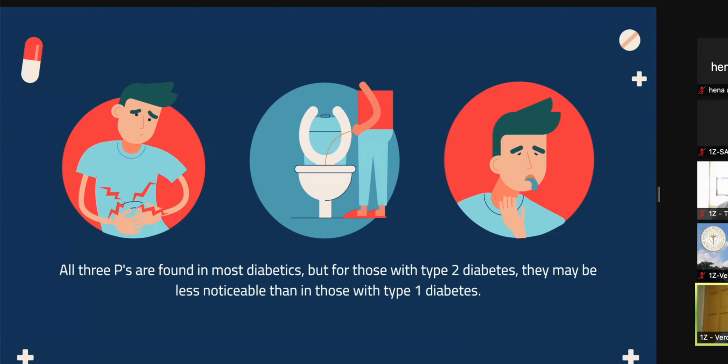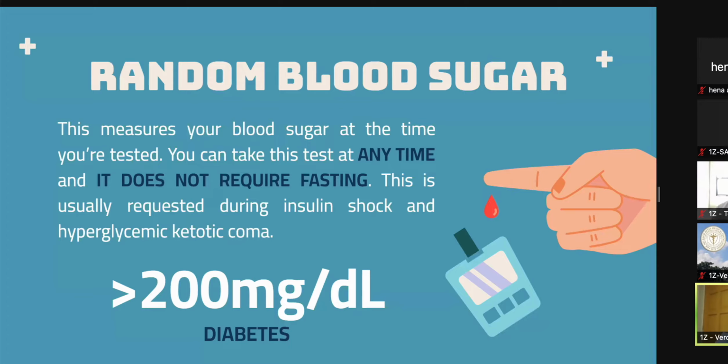Some tests for diabetes mellitus: random blood sugar. This measures your blood sugar at the time you're tested. You can take this test at any time and it does not require fasting. This is usually requested during insulin shock and hyperglycemic ketotic coma. If blood sugar levels are 200 milligrams per deciliter or higher, it indicates that someone has diabetes.